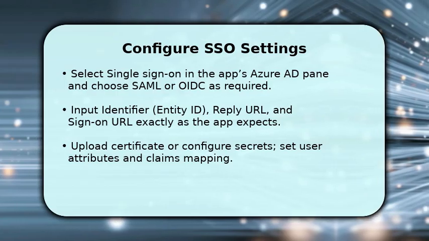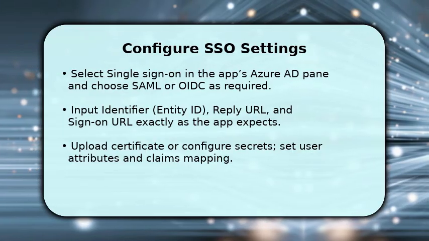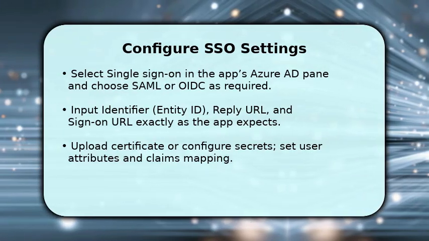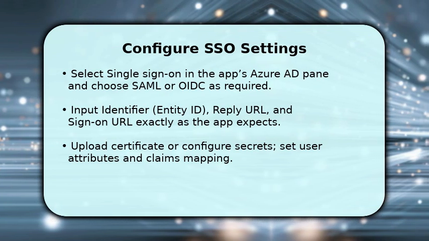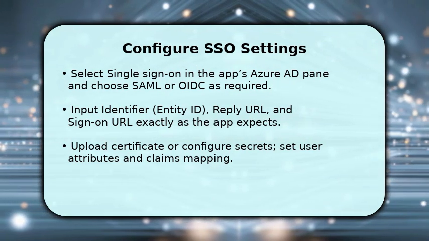Once done, upload the SAML certificate or create client secrets for OIDC and set token lifetimes. Make sure you map user attributes and claims to the app's expected schema, so authorization and personalization work correctly.